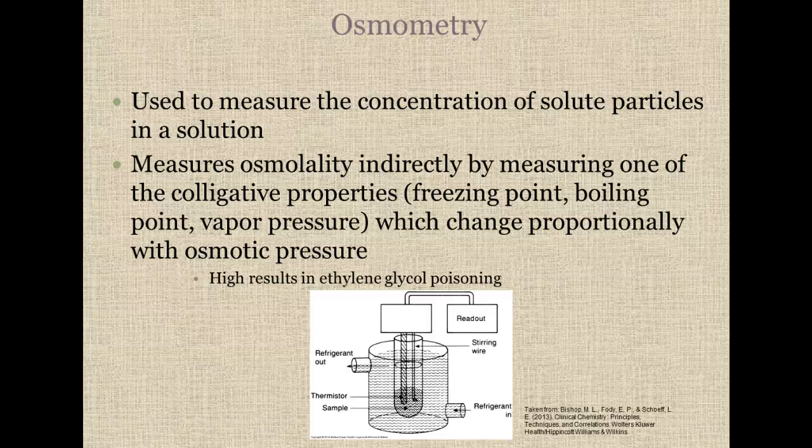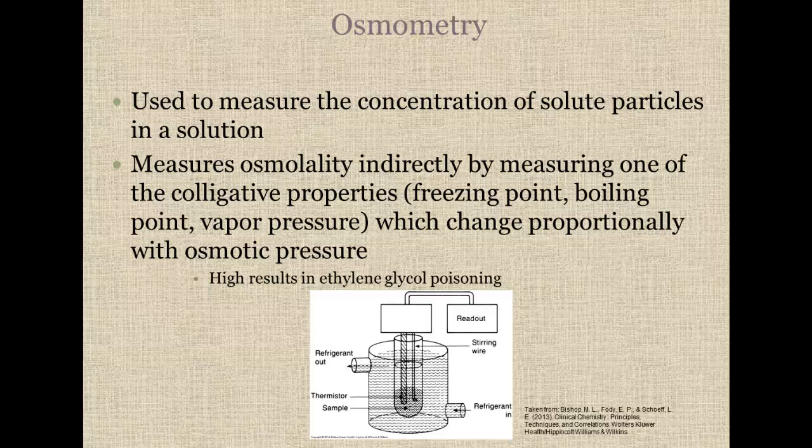It's used to test the concentration of solute particles in a solution. If you have too many solute particles in the external cellular environment in the body, it can throw off the osmolarity between the inside and the outside of the cell, causing the cell to shrink or swell. So what we do is we measure it indirectly by measuring one of the colligative properties. In most cases, I've done a freezing point osmometry, but there's also boiling point and vapor pressure available. And these change proportionally with osmotic pressure.